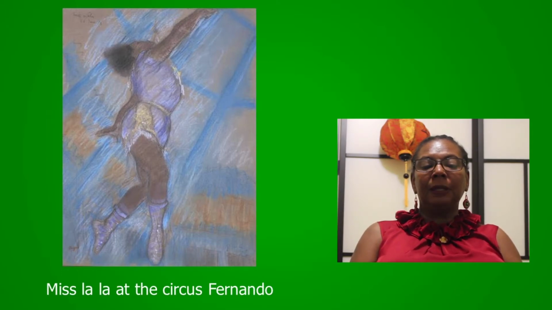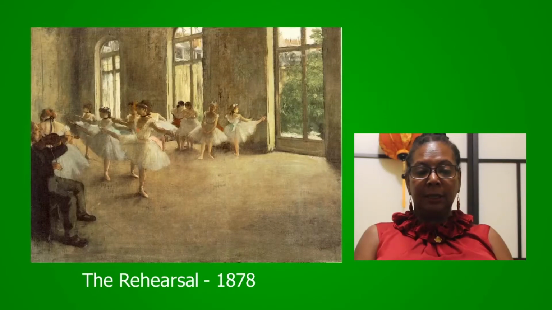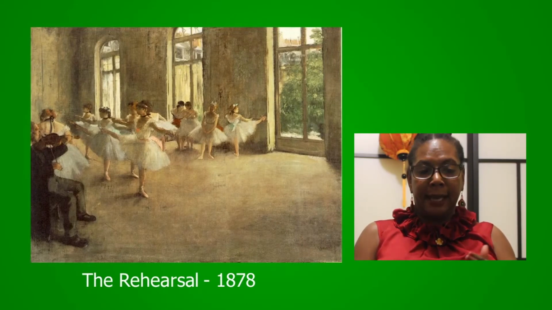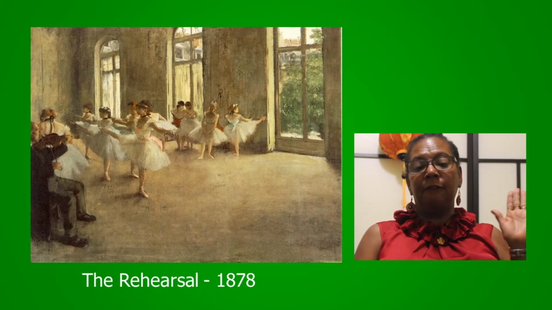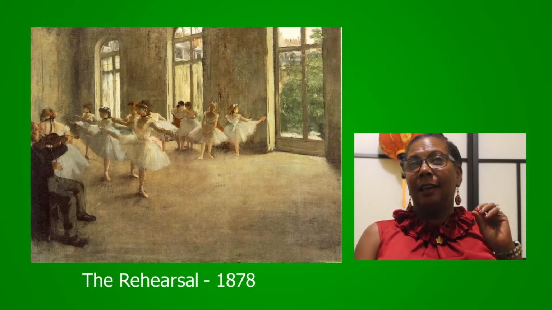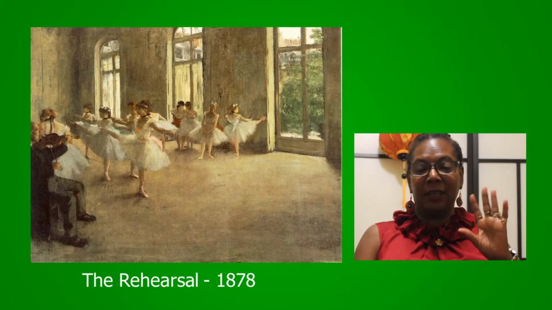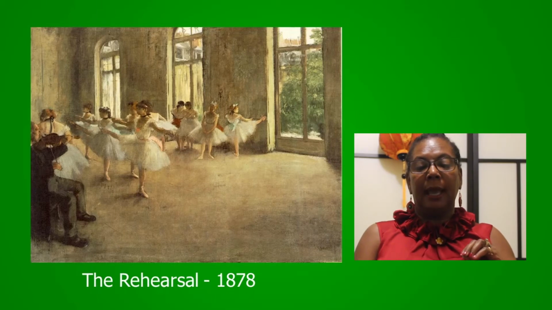And then we have the play of natural light. And this is emphasized. Close attention is paid to the reflection of colors from object to object. So with impressionistic pieces, we can see that this is called The Rehearsal, in 1878. So I want you to go back to your materials and remember the artist that draws ballerinas. So keep that in mind as you're looking at this piece. But we're not focusing on the artist right now. What we're focusing on is the technique.